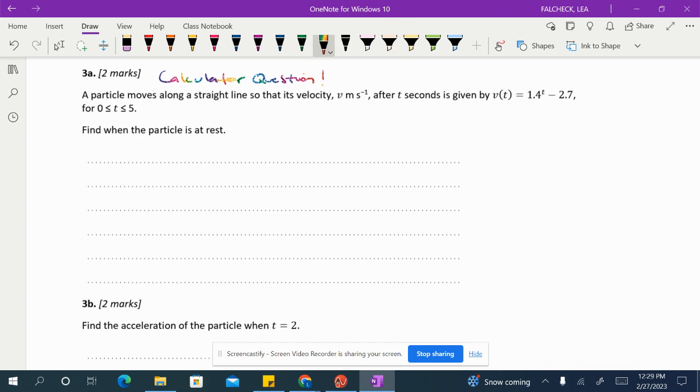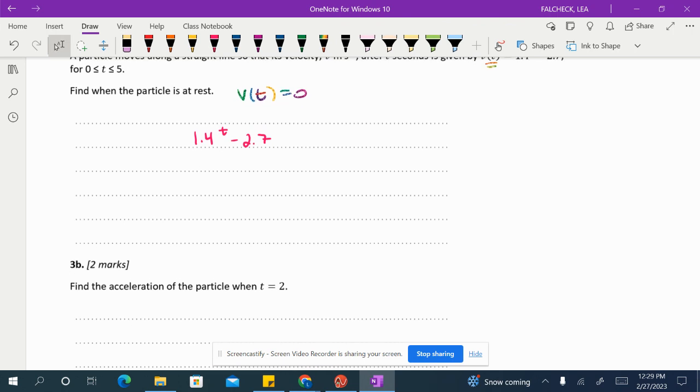So we know that the particle is at rest when v of t is equal to 0. So let's go ahead and set v of t, which they so conveniently gave us, equal to 0. And then this is a calculator question, so you could always just have graphed and found the point of intersection. But I think it would be a good little review of logs and stuff to solve this by hand. So let's go ahead and solve this by hand.